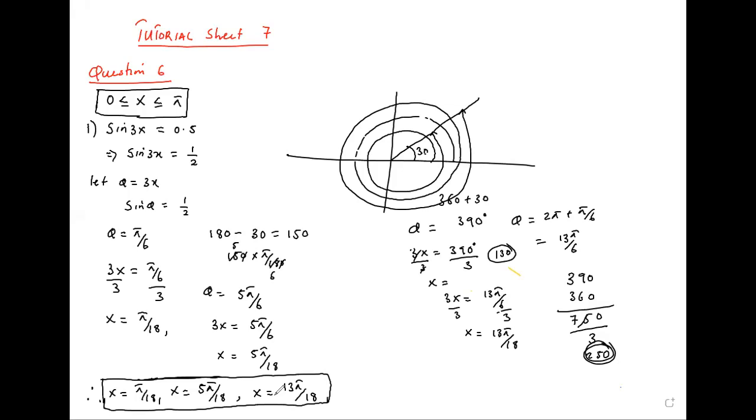Sir, the question is telling us to find the values of x between 0 and pi, which is 180. But how come we've gone beyond 180? We haven't gone beyond 180. The angles we have are less than 180, less than 180, less than 180.